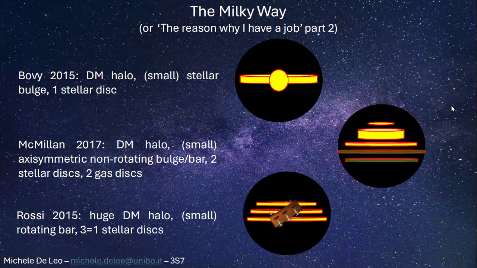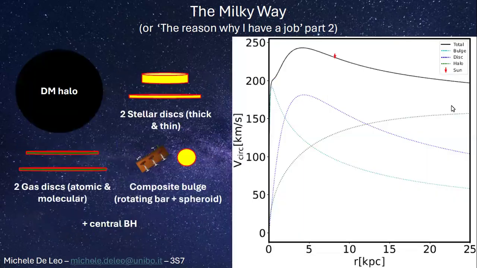There are some other models that don't see much use. They usually are restricted to the research group that developed them, like the Rossi 2015 model. But they also don't have prescriptions for all the components of the Milky Way that are up to date with the current constraints that we know. So what I did was to develop a new model.